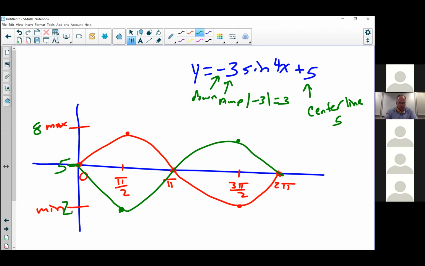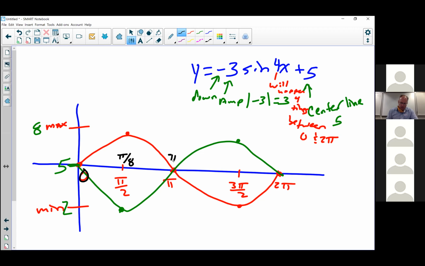Okay, so I'm relabeling the x-axis. And then this 4 right here means it will happen 4 times between 0 and 2 pi. So right now it's only happened once. So if you have a whole number there, the trick on this is to do this. This is going to still happen at 0. This is going to happen at pi over 8 now. Okay, so I'm multiplying by 1/4.